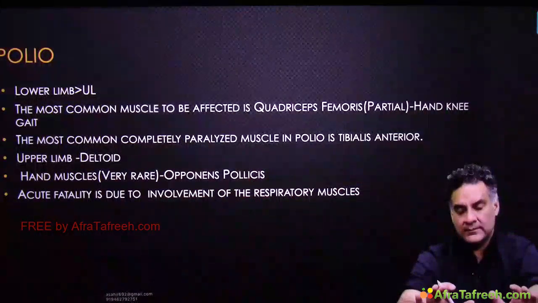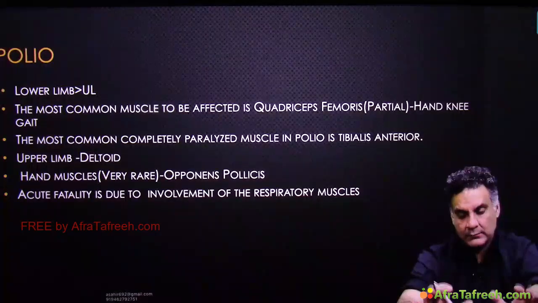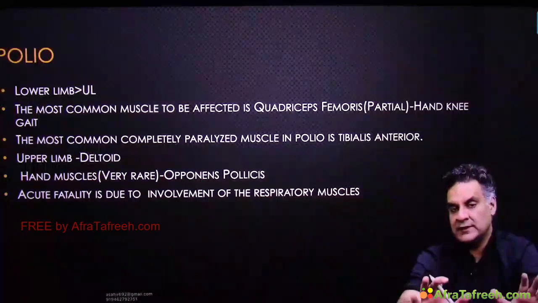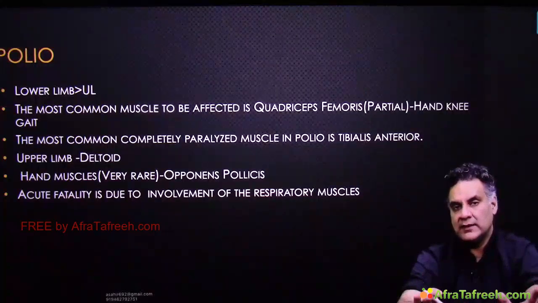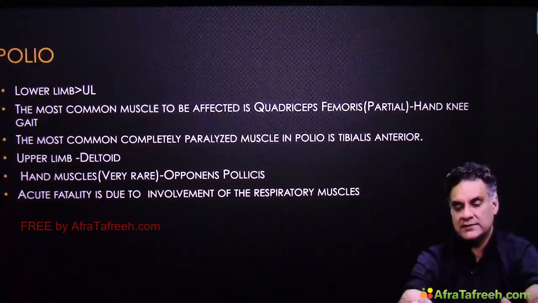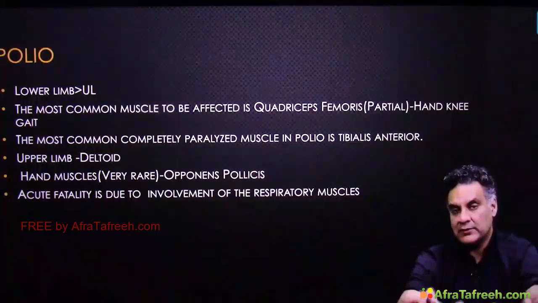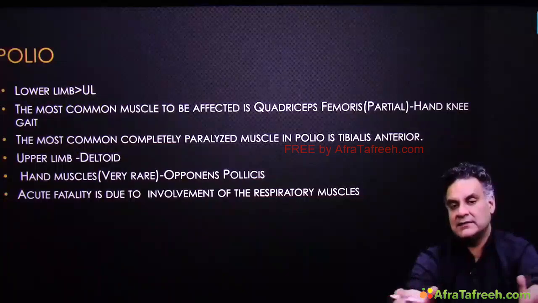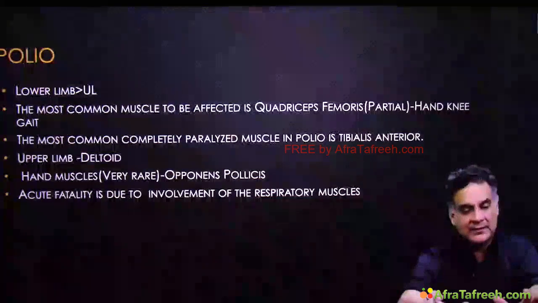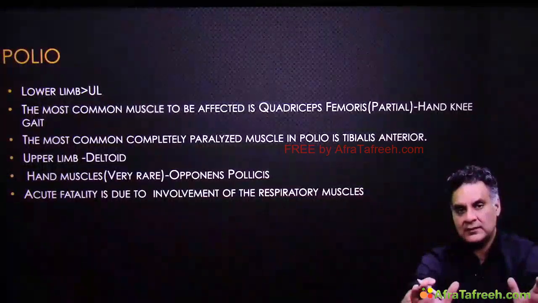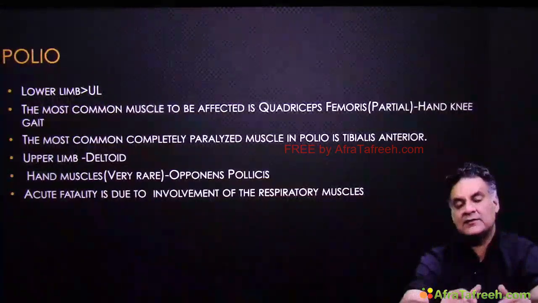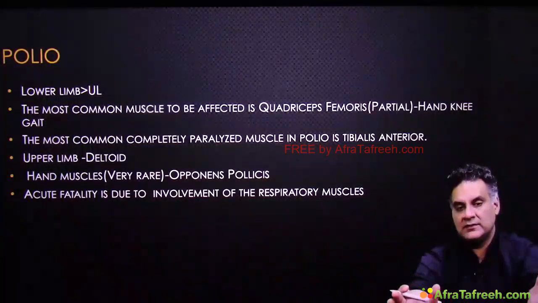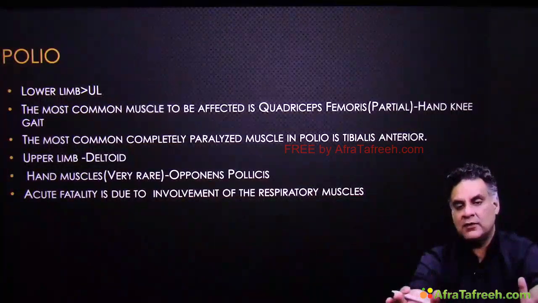When you have polio, it affects the lower limb more than the upper limb. The most commonly affected muscle is quadriceps, which is partially affected. And as the child walks, he will support his thigh or the knee to walk. The completely paralyzed muscle is tibialis anterior. Upper limb is less affected, but if yes, deltoid. Hand is extremely rare, if he has opponens. Fatality is due to the involvement of the respiratory muscles.